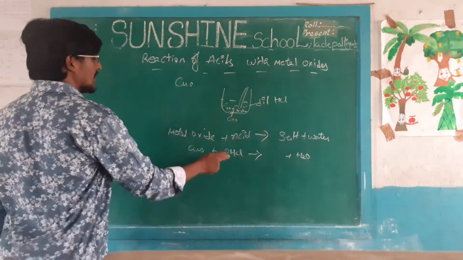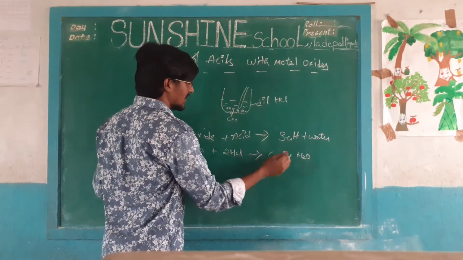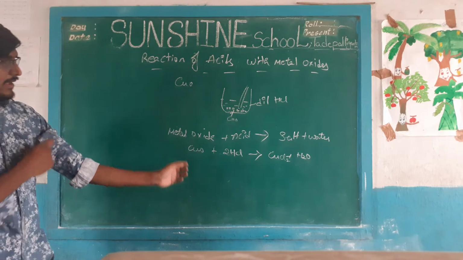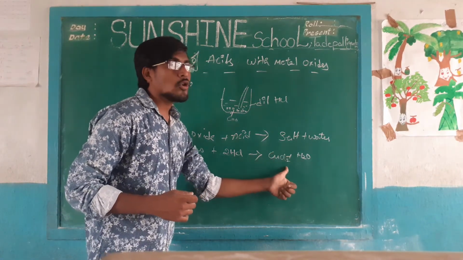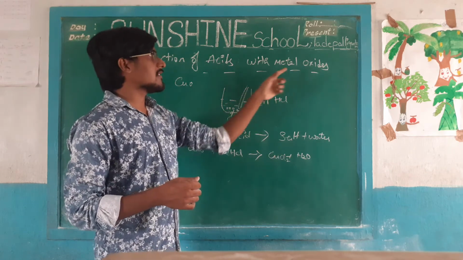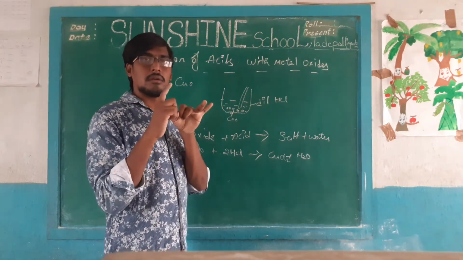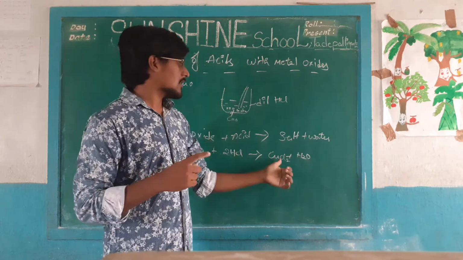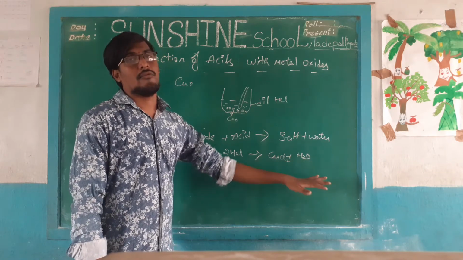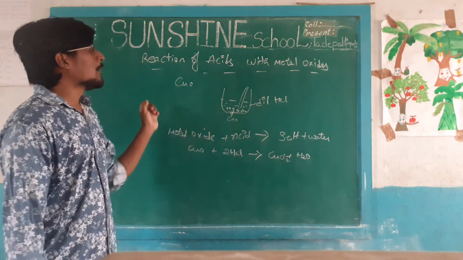So now both sides are balanced. The salt here is copper chloride, CuCl2. Copper chloride is the salt for this reaction. We took copper oxide as the metal oxide and reacted it with dilute HCl, and we get the salt copper chloride along with water. Okay, this is about the reaction of acids with metal oxides.